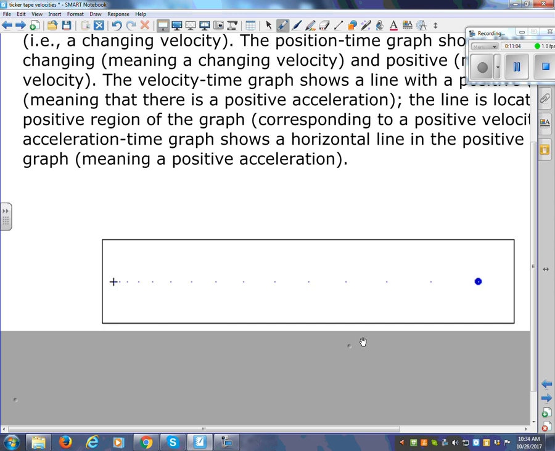Just like the ticker tape that I was talking about. I should have kept one of those machines that makes the marks. Oh.